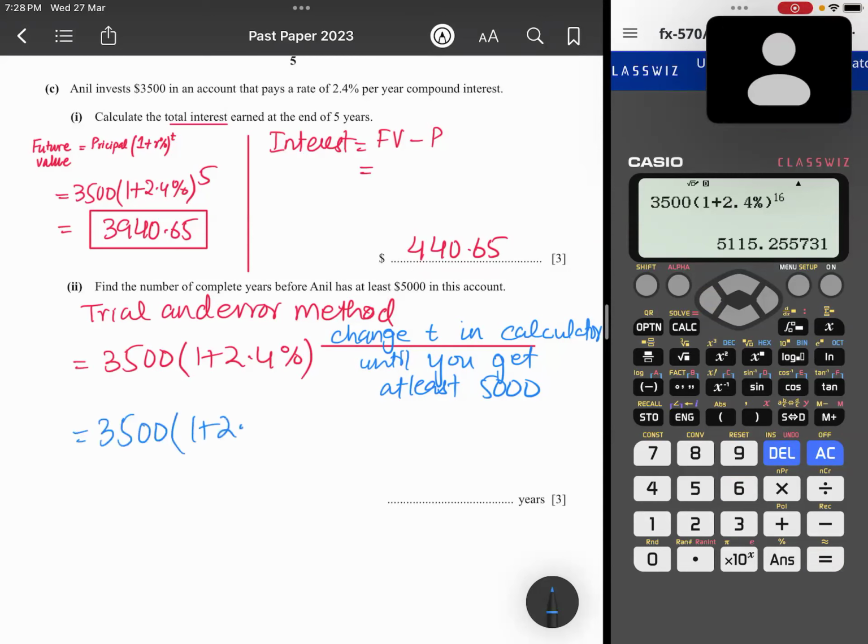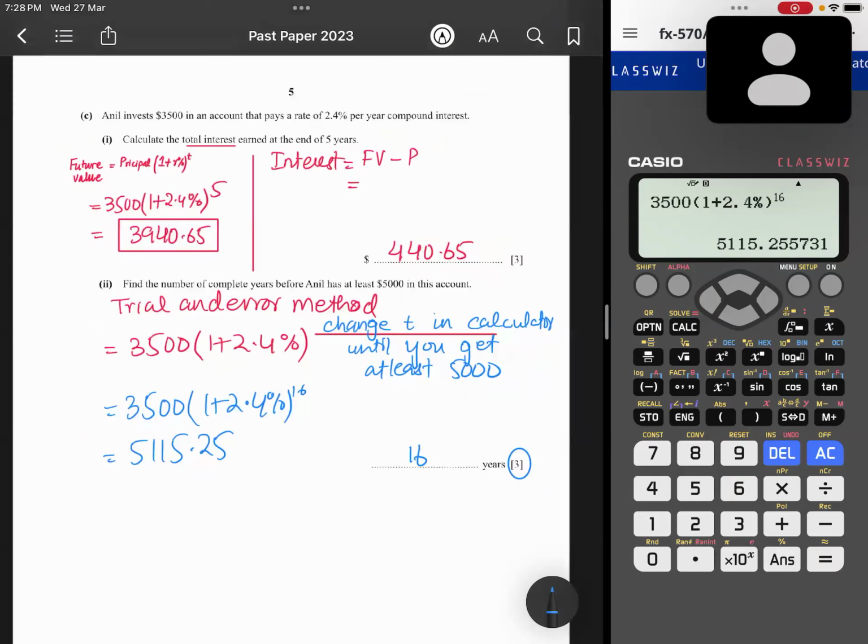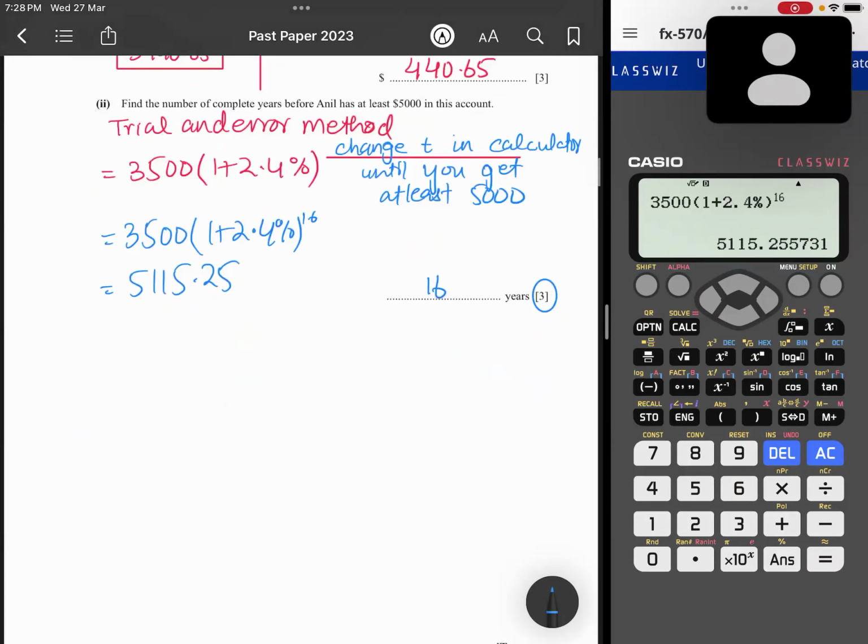So we will write this thing here, power 16. So the answer is 5115.25. So yes, in 16 years he will have at least 5,000 in his account. Get it, everybody? I hope it's clear. So proceeding.